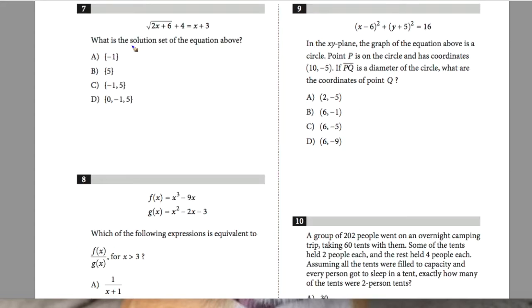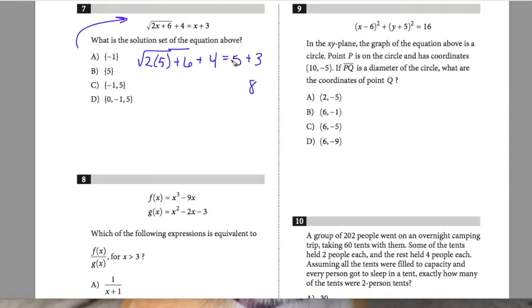And 7, what is the solution set of the equation above? And I see here I have the square root of 2x plus 6, plus 4, equals x plus 3. Well, I can solve this in various ways, but I'm going to plug in my answer choices very quickly to do a process of elimination. I'm going to try 5 and I'm going to try -1. I will attempt to do -1 first, or 5 first, doesn't really make a difference. So 2 times 5 plus 6 all under the radical, plus 4 equals my 5 plus 3.